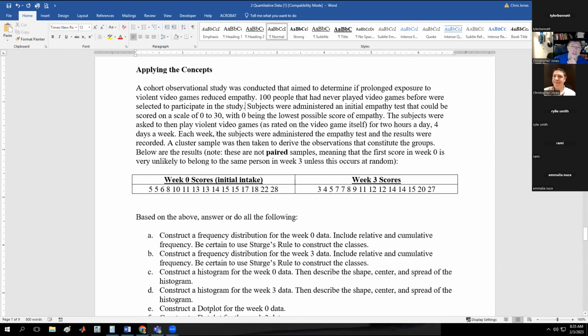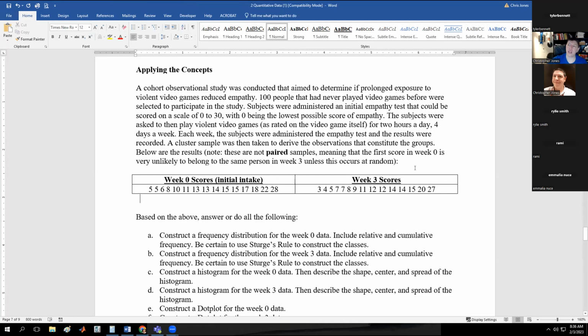All right. So then people were playing the violent video games for 2 hours a day, 4 days a week. Hopefully they were getting paid to do that. And then each week the subjects were administered the empathy test, and the results were recorded. Then a cluster sample was taken to derive the observations that constitute the results, and we have the scores here below. And just for clarity, these are not paired samples. A paired sample means that this 5 is associated with this 3, and this 5 is associated with this 4. They're not paired samples. They're just random selections.